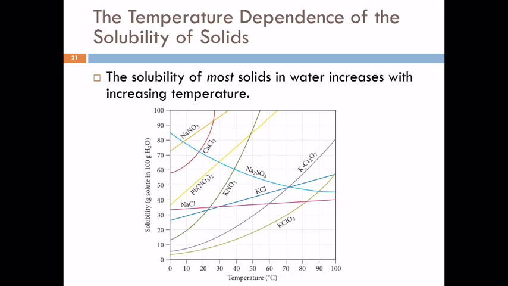So the solubility of most solids increases with increasing temperature. Not all of them, but most of them. Like here's potassium nitrate, potassium dichromate, potassium chlorate. As we increase the temperature, the amount of solid that will dissolve in 100 grams of water goes up. Now sodium chloride has a rather flat curve here. It increases, but not very much.